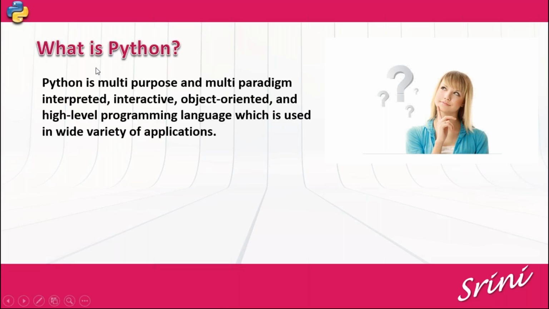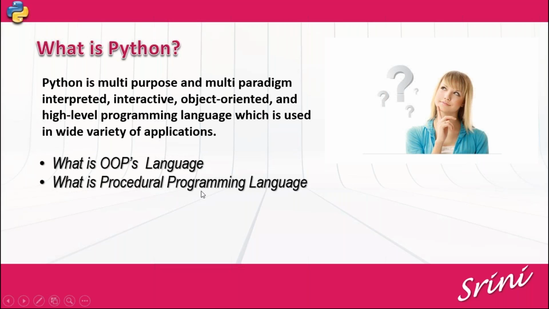So Python is not only multi-purpose, it is multi-paradigm too. What do you mean by paradigm? A paradigm is an approach of writing code, a style of writing code, a programming methodology. There are several programming paradigms available. One is the procedural programming paradigm. The C language supports the procedural programming approach only. So C language is the best example of a procedural programming language.